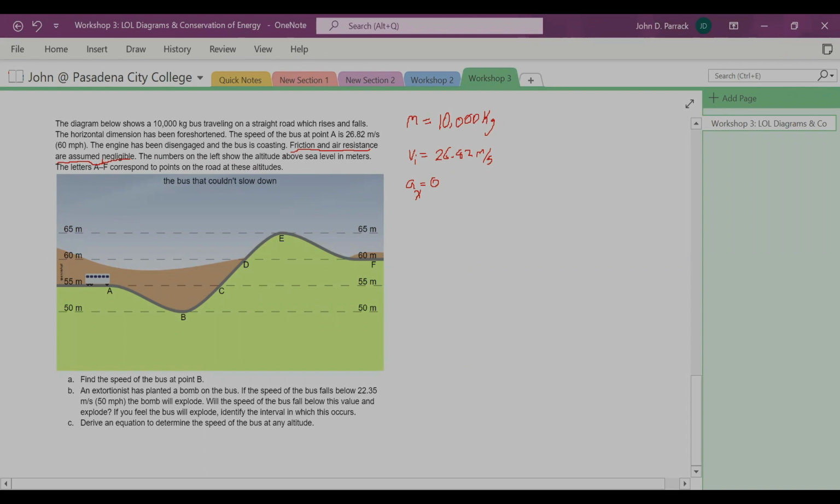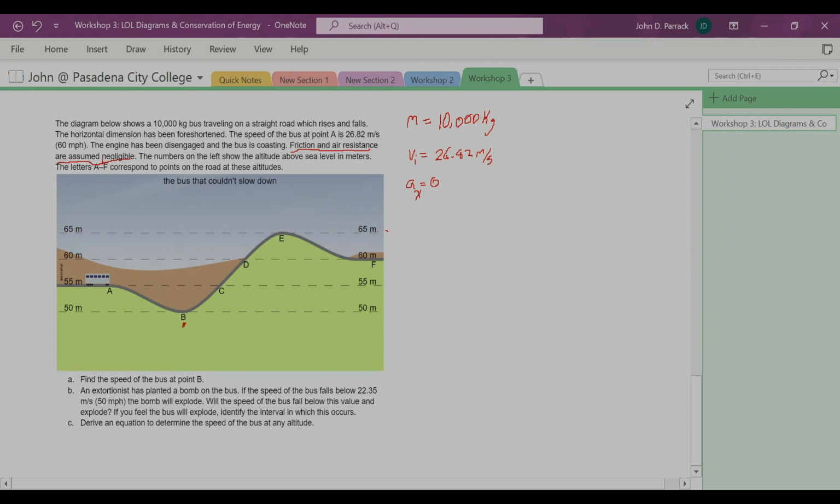The numbers on the left show the altitude. So this is just telling us how to read the chart. So we can see there's different heights at these different points, as it's either climbing or going down the hill. It says find the speed of the bus at point B. So we got point B right here at the bottom.